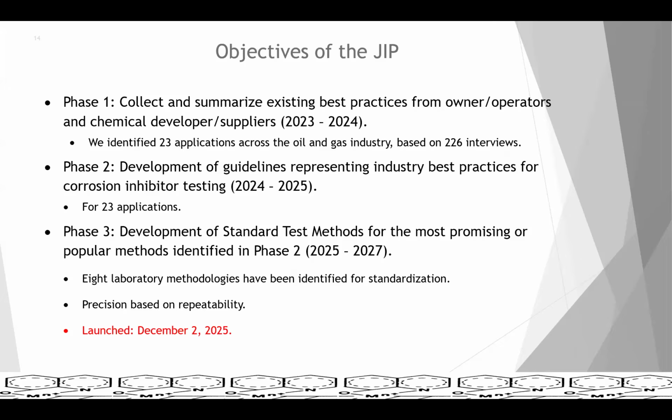Anything that was collected for phase 1 will remain confidential with the sponsors. In any event, based on the information from phase 1, we developed guidelines representing the industry best practices for corrosion inhibitor testing. We wrote 23 individual reports covering each one of the applications. Based on phase 1 and phase 2, we identified 8 lab methodologies that need to be standardized. That is the focus of phase 3.